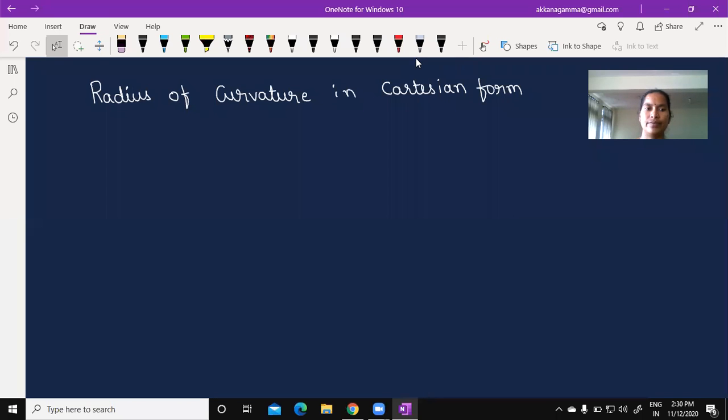Hello friends, today we are discussing the radius of curvature in Cartesian form. As we know, the radius is nothing but the reciprocal of the curvature. The notation we are using here is rho. So the radius of curvature in Cartesian form is rho equal to (1 plus y1 square) to the power 3 by 2 divided by y2.